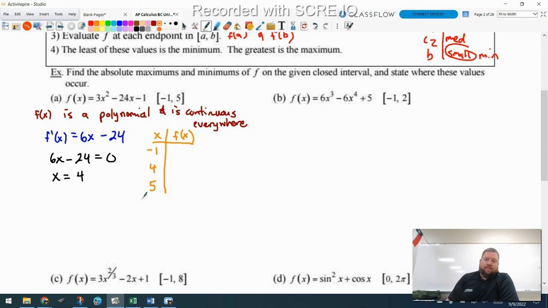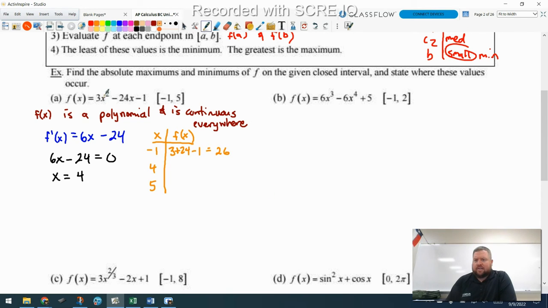Once you've identified the x values, these are the only possibilities of where an absolute maximum or an absolute minimum could occur. It's going to be at one of these 3 points. The way we find which one's which is you plug them into the original function. So -1 squared is 1, times 3 is 3. I'm going to write out a little work here. That's 3. -1 times -24 is positive 24. And then minus 1. So that's 27 minus 1, which is 26.